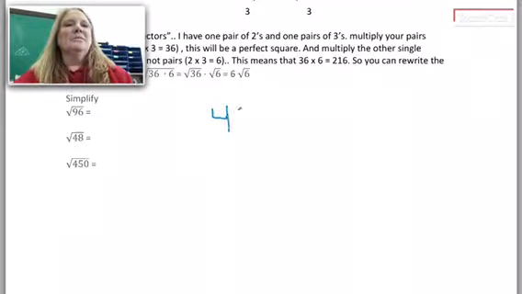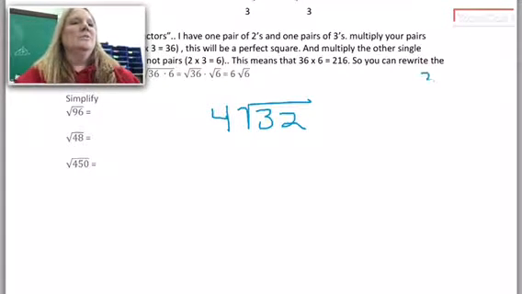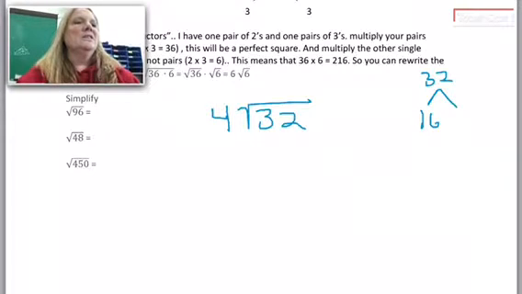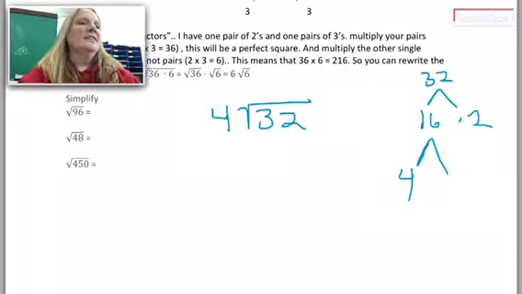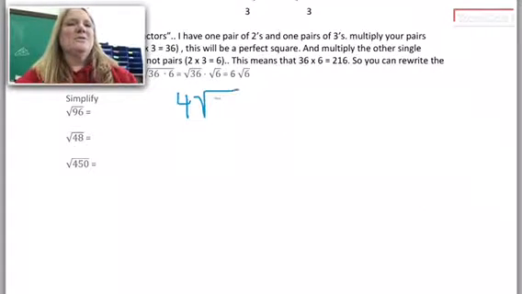There's a problem that looks something like this: 4 times the square root of 32. So here, this 4 is already outside the radical, and so we're just going to leave it there. We're going to simplify the square root of 32. So 32 is 16 times 2. You might already notice that that 16 is, well, let me go ahead and do it this way. 2 times 8, and then 2 times 4. Let me rewrite that. That's kind of messy. Sorry about that. 4 times the square root of 32.